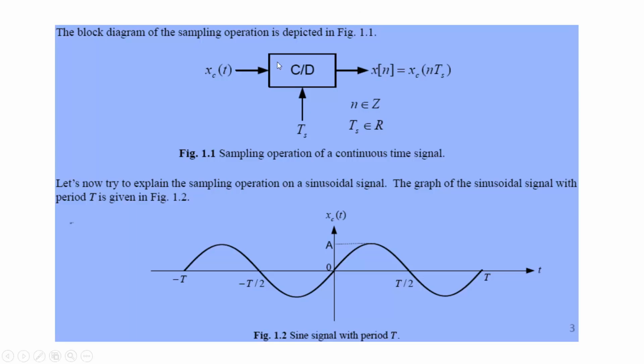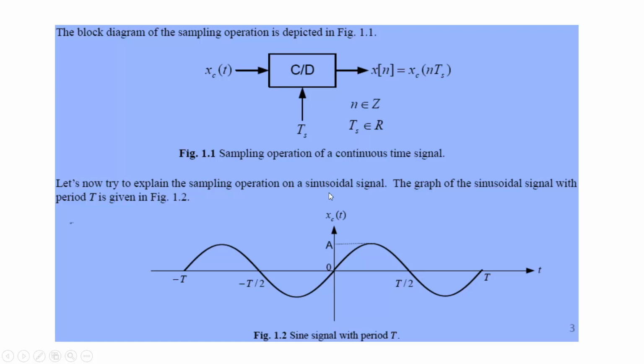Now let us see the same process in the form of a diagram, where x_c(t) is the continuous time signal considered, and it is passed on to the sampling block, a sampler, which converts a continuous time signal to a discrete signal, and we get x[n], the discrete signal, as an output. This is obtained by replacing small t in the continuous time signal by n times capital Ts, where n belongs to any integer value and Ts is the sampling period.